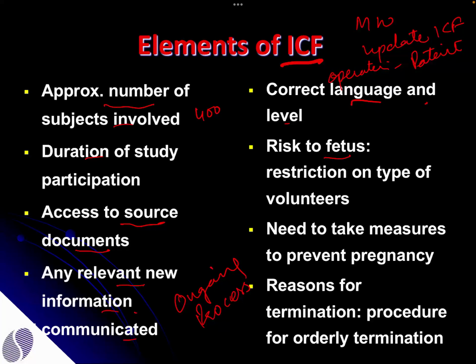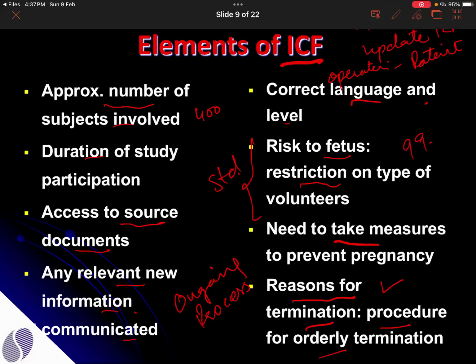Risk to fetus. Almost 99% of the trials have statements that if you are planning for a baby, or if during the trial you come to know you are pregnant or you are going to have a baby, you should let us know. Mostly the trials are not meant for this particular population. There is a restriction for entry, and these days these are mostly standard statements that are added in the ICF. You also tell a patient that they need to take measures to prevent pregnancy. If the trial is terminated, the procedure for termination, that statement is also added in your ICF.